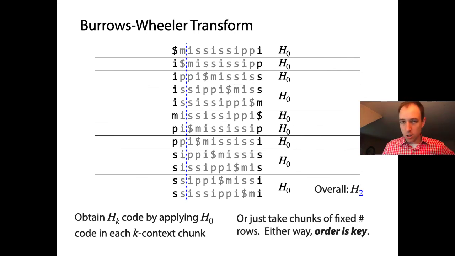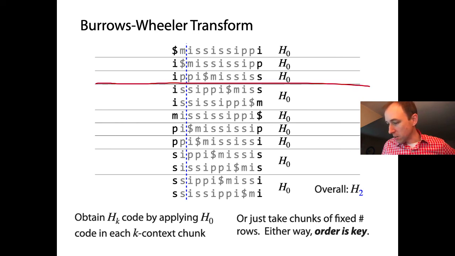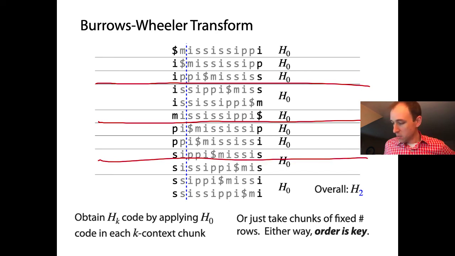We don't even need to use chunks that have identical right context. We could have chunked this a different way. We could have just taken 4 rows at a time or something like that, right? I could have just drawn a different set of partitions. Let's say, for fun, we took every 3. We could partition it that way and apply a zero order empirical entropy encoder in each of those partitions.